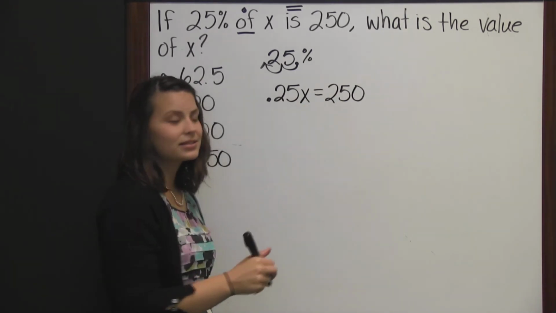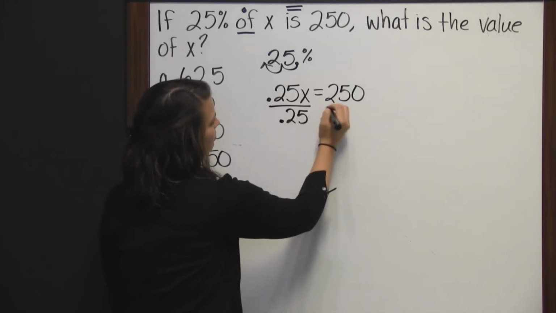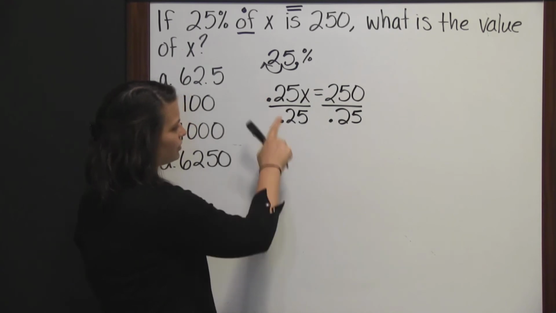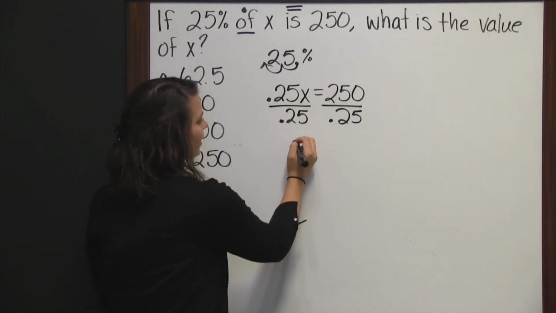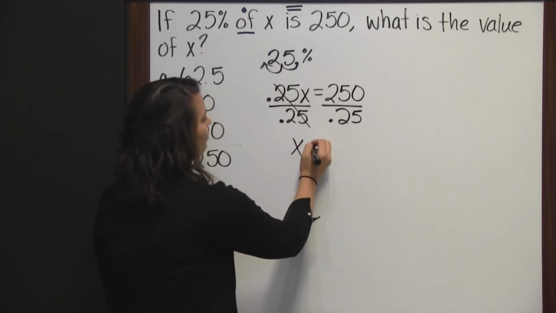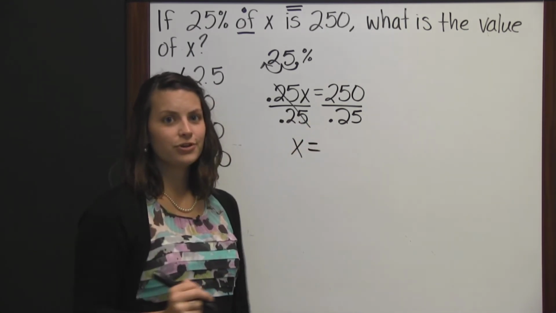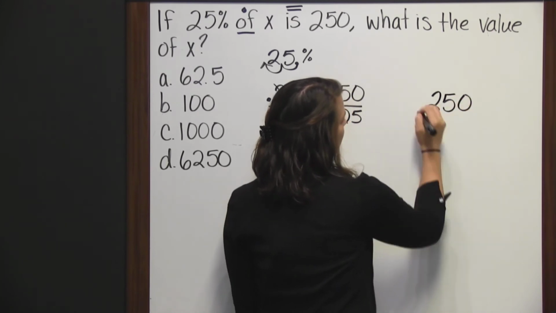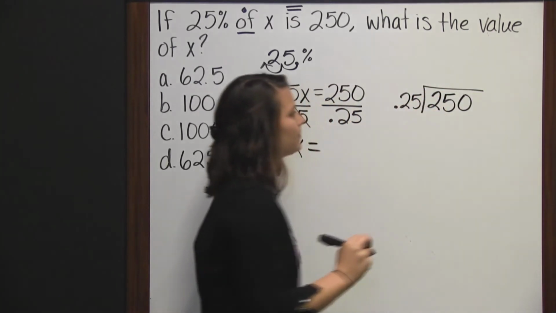To solve for x, we do the opposite of multiplying, and we divide both sides by 25 hundredths. So 25 hundredths divided by 25 hundredths is 1, and 1 times x is simply x. So those cancel out. We bring down the equal sign, and if you have a calculator, of course you can divide that in a calculator, but I'm going to work it out off to the side. So we have 250 divided by 25 hundredths.